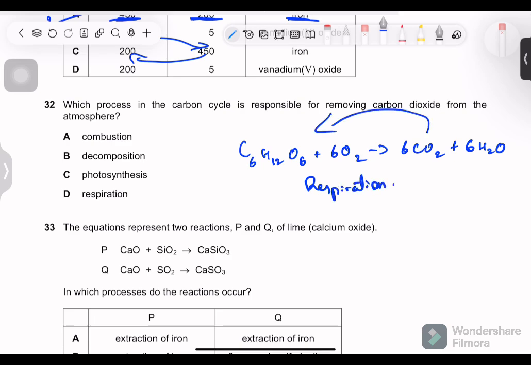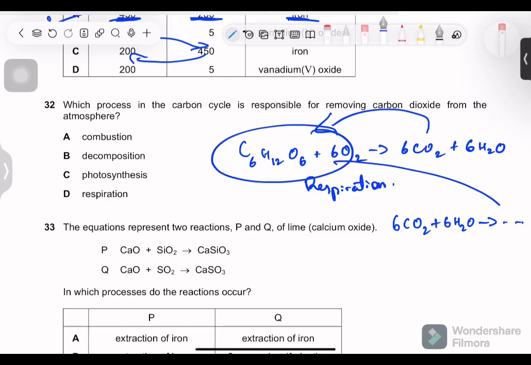Photosynthesis is the complete reverse. It is 6CO2 plus 6H2O to form glucose and oxygen. So this is what the reactants are in photosynthesis. Photosynthesis needs carbon dioxide, so definitely it gets carbon dioxide from the atmosphere. So yes, it is the correct answer, but I think I was writing the incorrect equation.